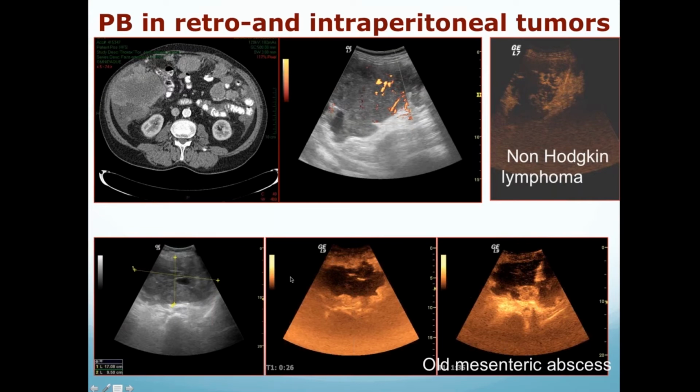And here, a very interesting case. We saw there is a tumor that had an enhancing part, and it was a mesenteric abscess with some inflammation remaining in this part. We saw there is maybe a tumor, but it was not.